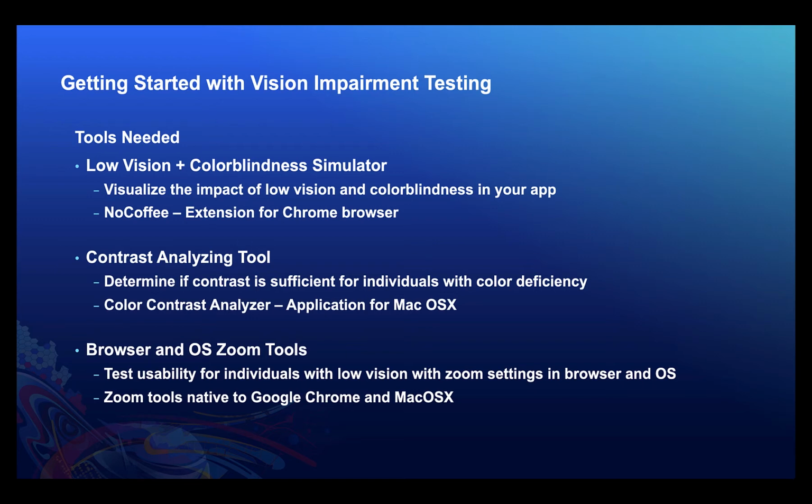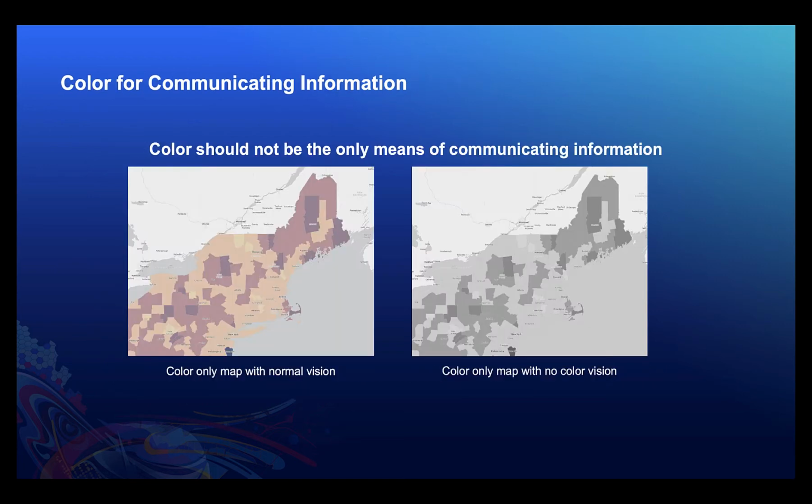Individuals with low vision will often utilize zoom tools available in their preferred browser and their OS to interact online. Performing tests with these tools can help to ensure that your app will be usable for these individuals. Today, we will be testing with zoom tools available in Google Chrome and on Mac OS X. Let's discuss some key issues to look out for when testing for colorblind accessibility.